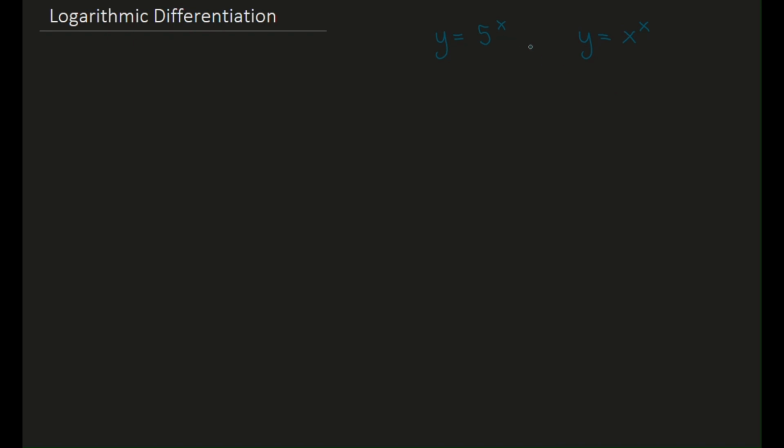So how do we solve these? We can't use the power rule because our variable is the exponent. So how do we solve these? We do this by rearranging the equation and manipulating it using logarithms. What logarithms do is they help us essentially get rid of exponents.